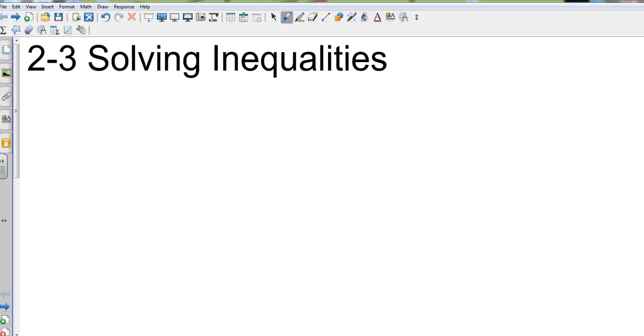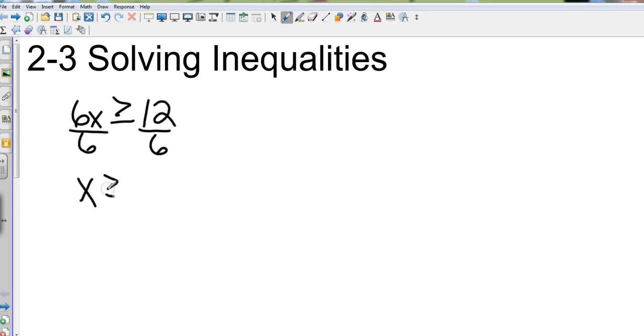But if I were to take a question just like this, just very basic, 6x is greater than or equal to 12. Because the 6 and the x are compressed together, nothing in between them, that means multiplication. And so I'm going to divide both sides by 6, and that gives me an answer of x is greater than or equal to 2.